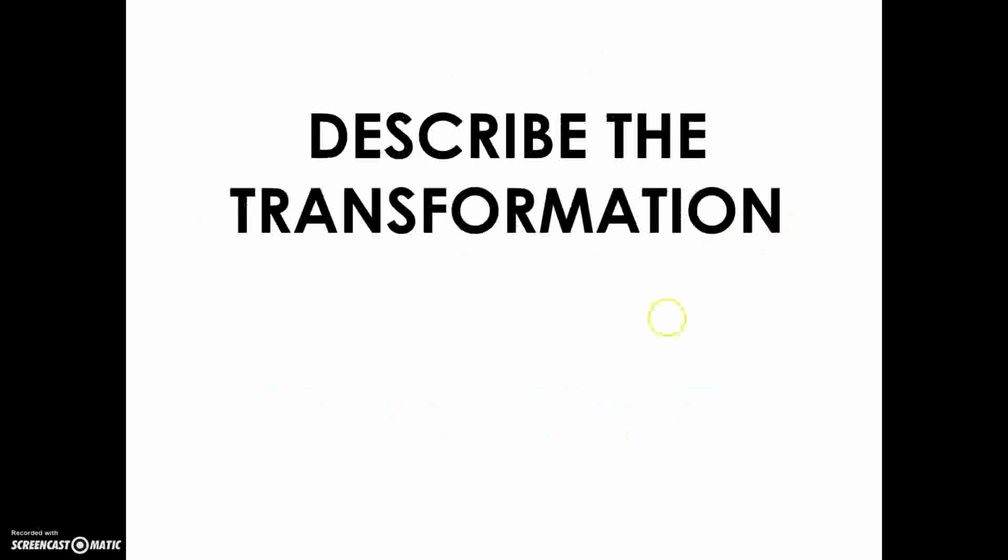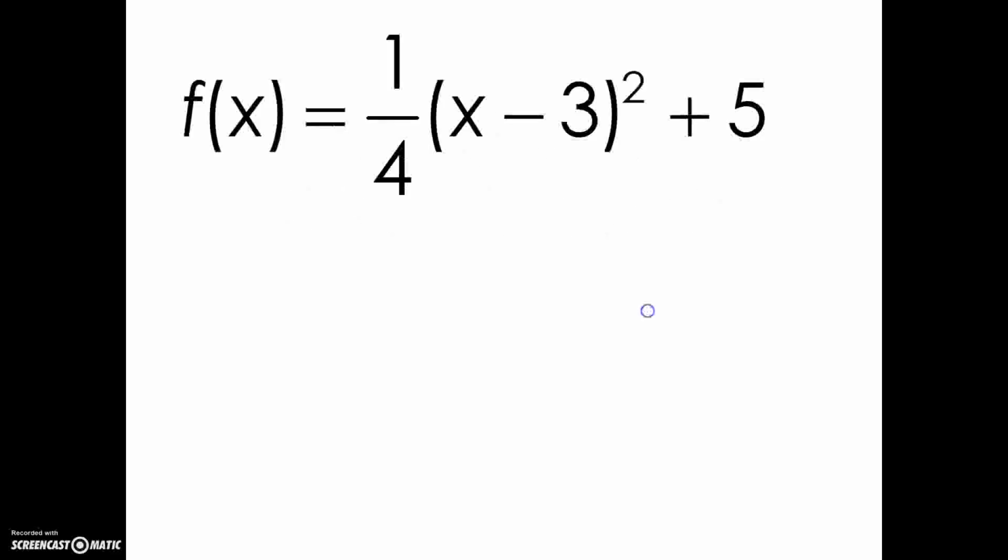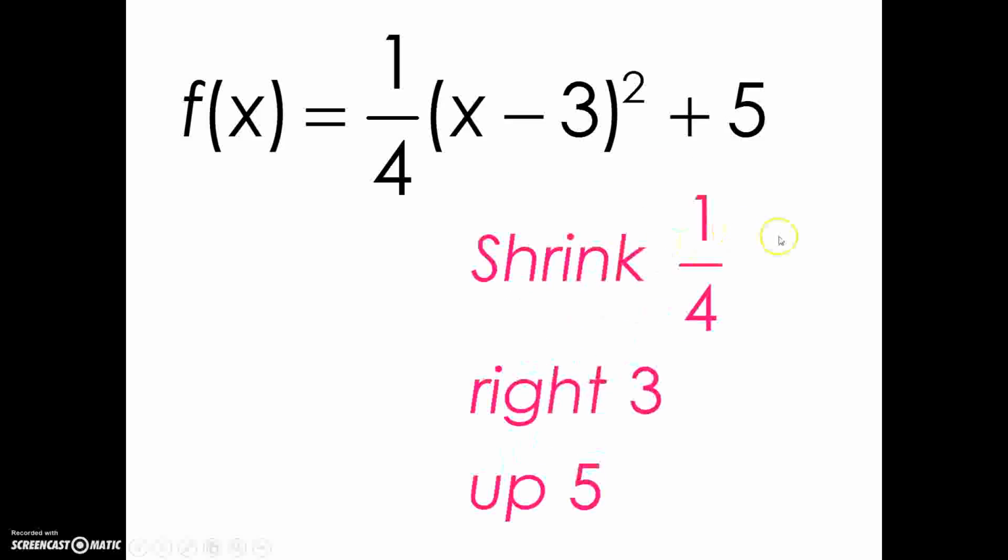All right, so what I want you to do on these, I want you to pause the video and try to come up with the transformations, and then unpause it to see the answer. So the first one. Okay, if you look, you have a shrink of 1/4. Then you move right 3, and then you're going to go up 5.